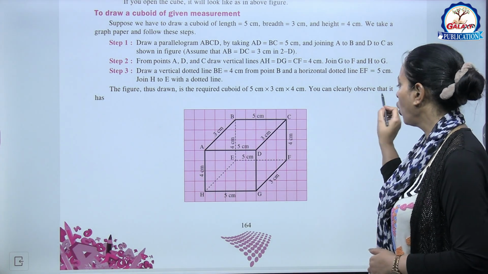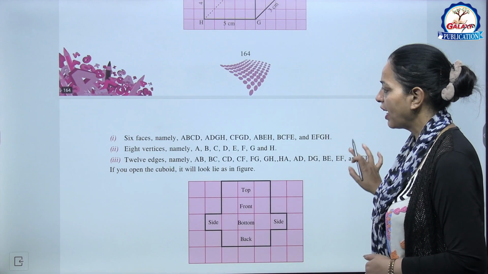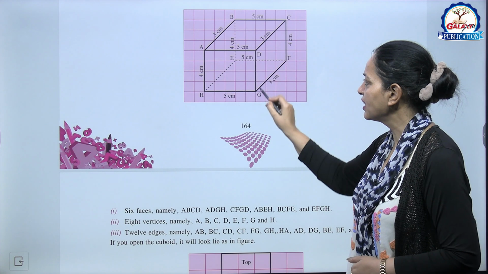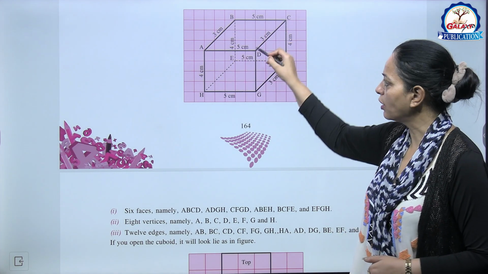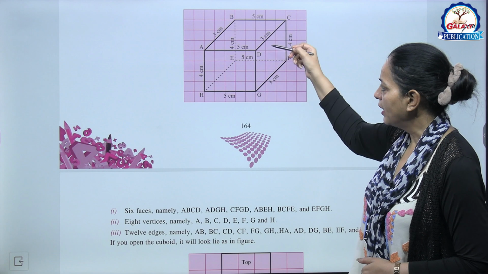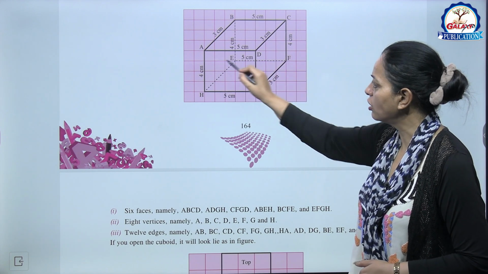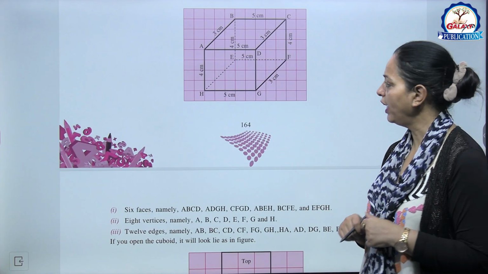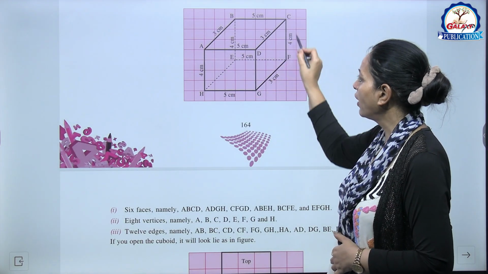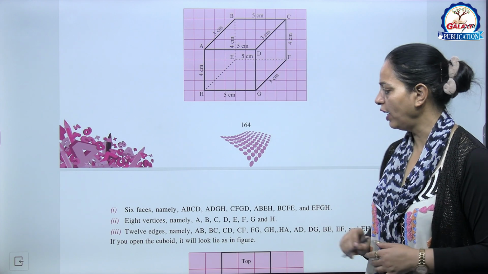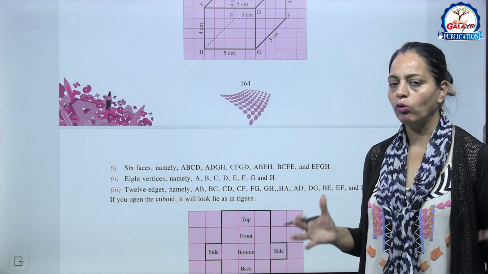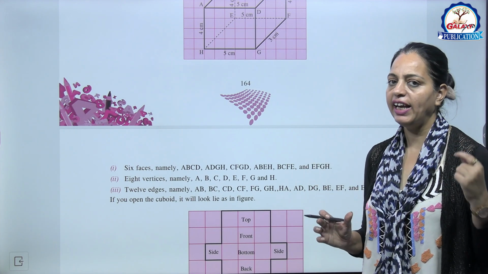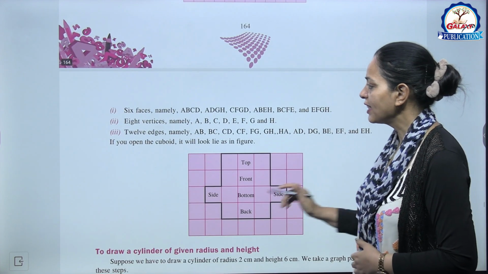So you can clearly observe that it has 6 faces. You can see 6 faces. This is AHDG, ABCD. This is the top, this is the bottom. Okay, one is in front, one is at the back, and these two are side faces. So here we have 6 faces, and here we have 8 vertices: 1, 2, 3, 4, 5, 6, 7 and 8. Okay, 8 corners. You can look at your room. What is in the room? There is a base, a top and 4 walls. So 6 faces and 8 corners, right? Now the next is 12 edges.